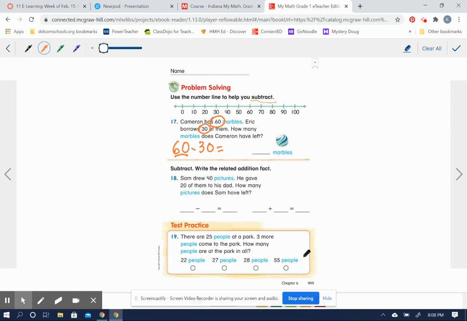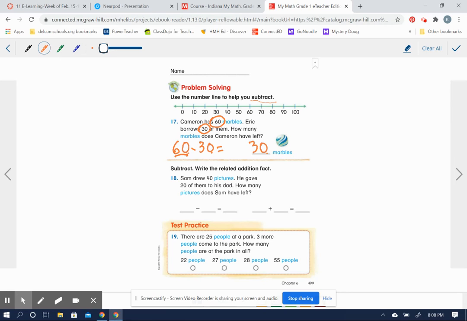Well, we can look at it this way. It's 6 tens minus 3 tens equals what? 6 tens minus 3 tens. That's the same as 6 minus 3 is 3, but you cannot forget the 0. These have zeros, so your answer has to have a 0 also. 60 minus 30 equals 30.